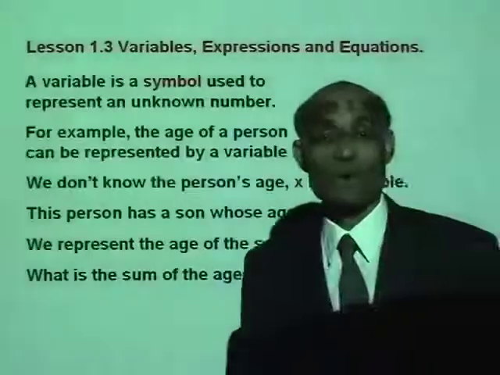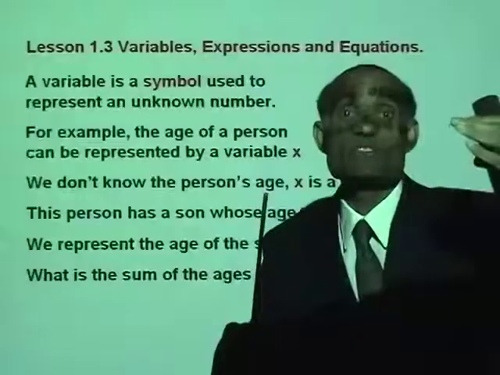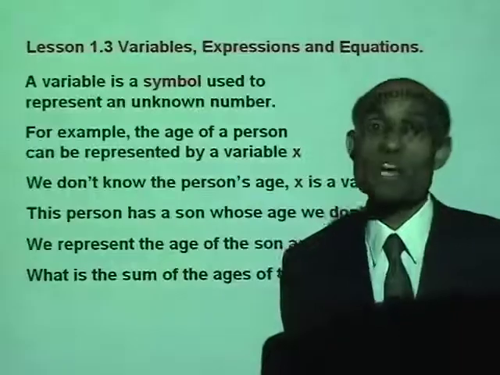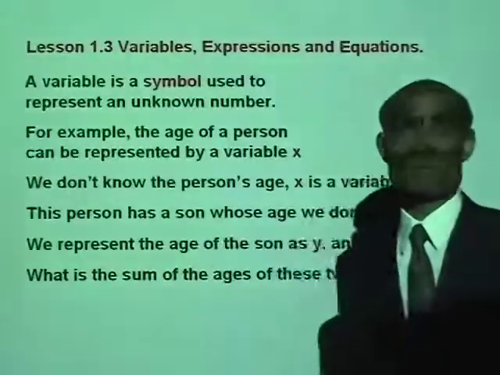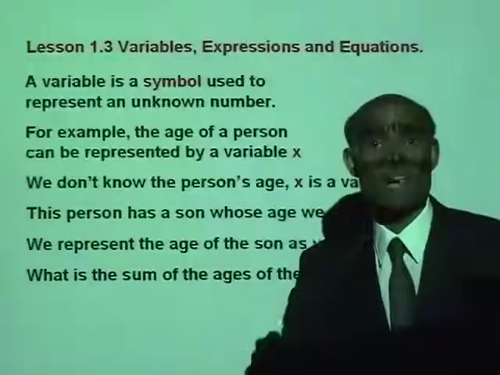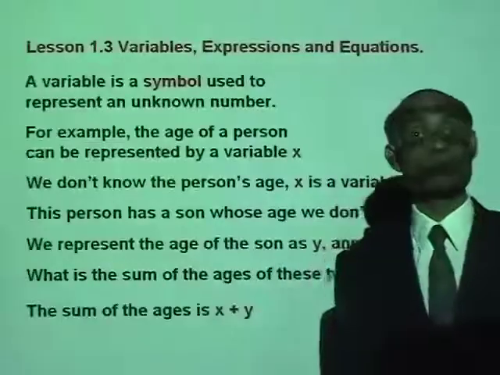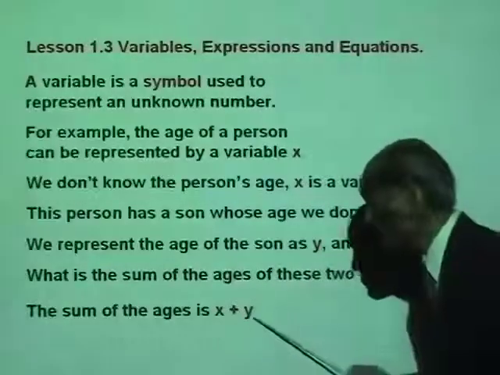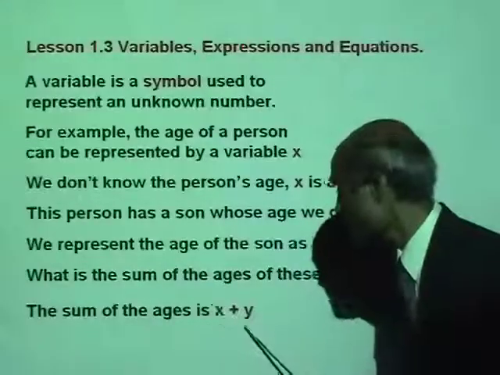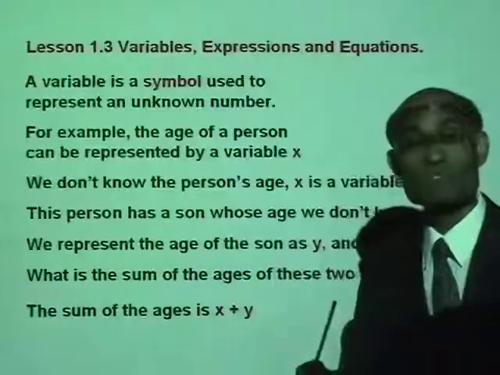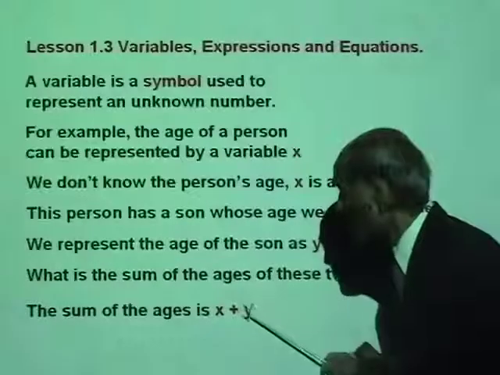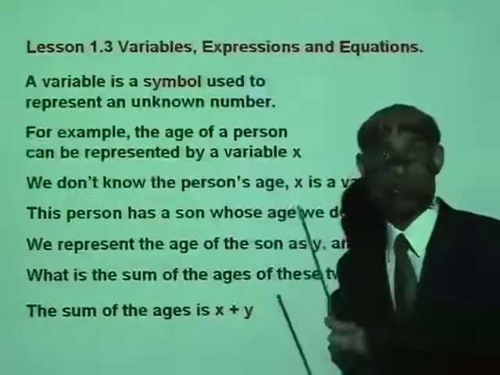Suppose I ask you, what is the sum of the age of the person and the age of that person's son? What is the sum of the age of these two people? How will you write it? Can you write an expression for the sum of the ages of these two people? Yes, we can write it as x plus y. What does x plus y represent? X plus y represent the sum of the age of the person and the age of that person's son.